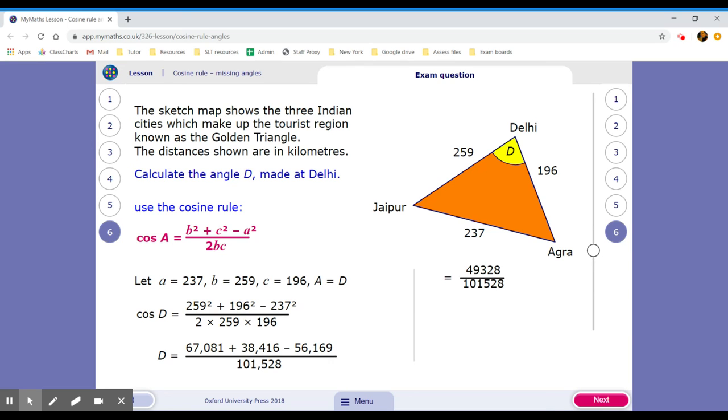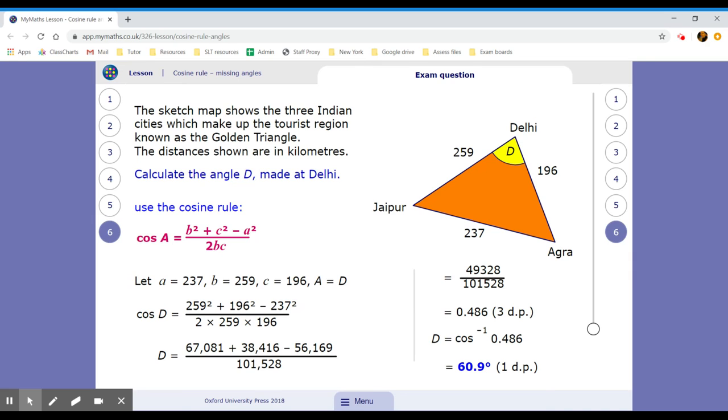But remember that is equal to cos of D. Okay, so if we stick that in your calculator, remember not to round at that point. Okay, so keep it as the full answer on your calculator and use your answer button. But D is then equal to the inverse cos of 0.486, etc., which will give us 60.9.